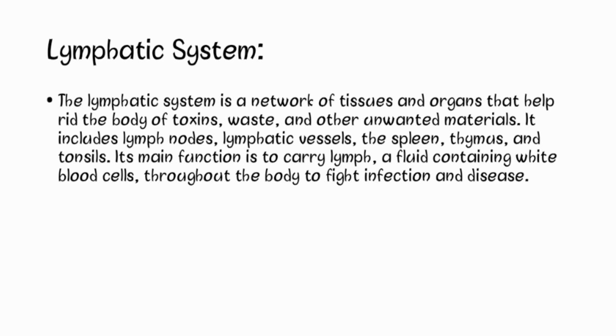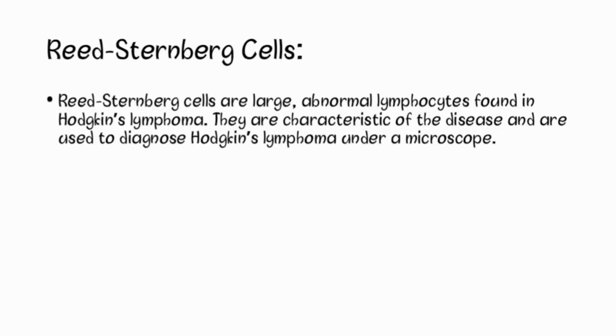Lymphomas are cancers that begin in the lymphocytes, a type of white blood cells that are present in the lymph, and they are transported throughout the body to fight infection and diseases. Now let's talk about the Reed-Sternberg cells. Reed-Sternberg cells are large, abnormal lymphocytes found in Hodgkin's lymphoma, and they are characteristic of the disease. They are used to diagnose Hodgkin's lymphoma under a microscope.